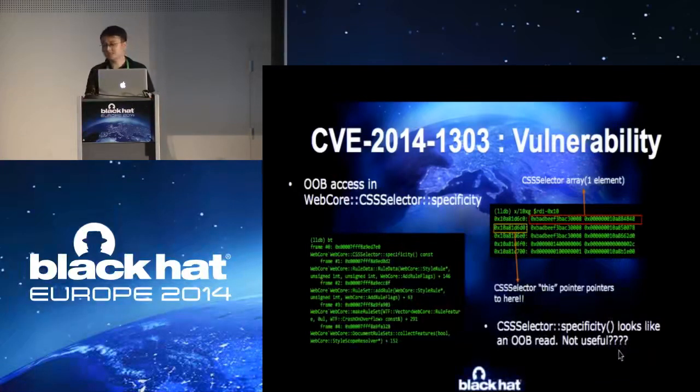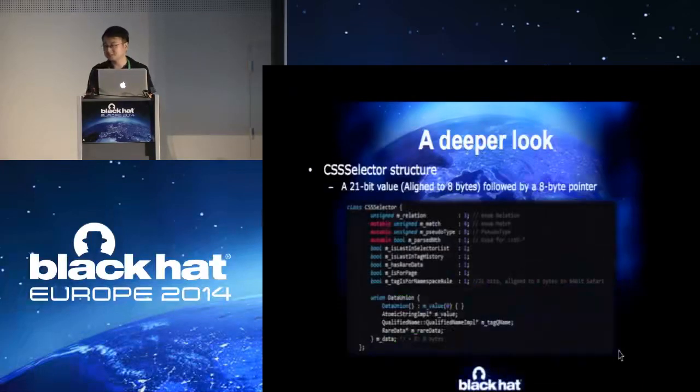However, if you read the name of the function, you may think that the function only has OOB read, not OOB write, but maybe we are not correct. A deeper look at the CSS selector structure indicates that this element contains two 8-byte pointers. One is a big 21-bit value, which is aligned to 8 bytes and followed by an 8-byte pointer.